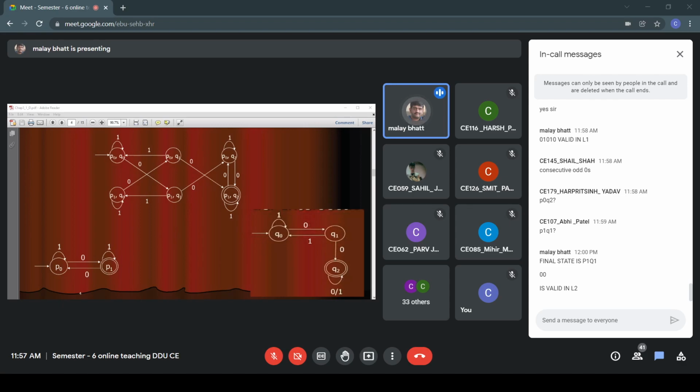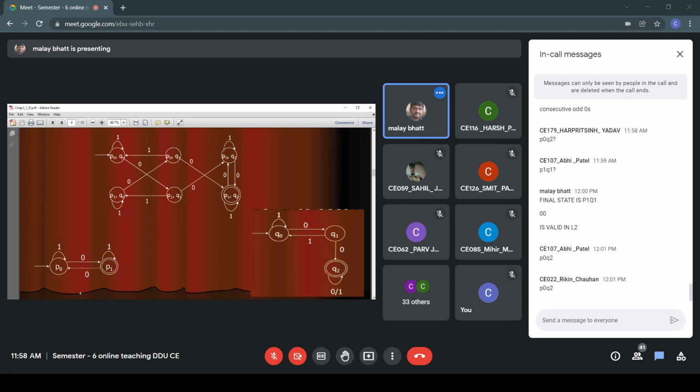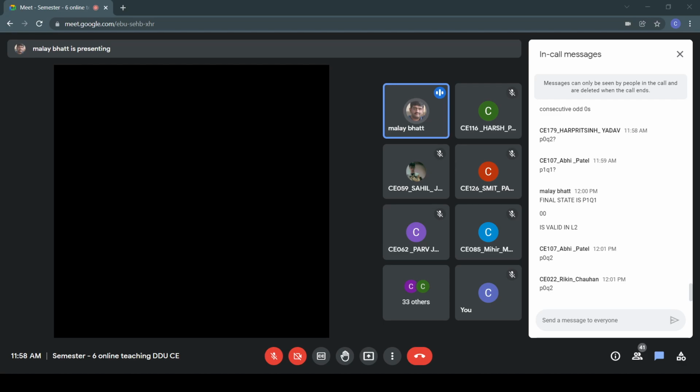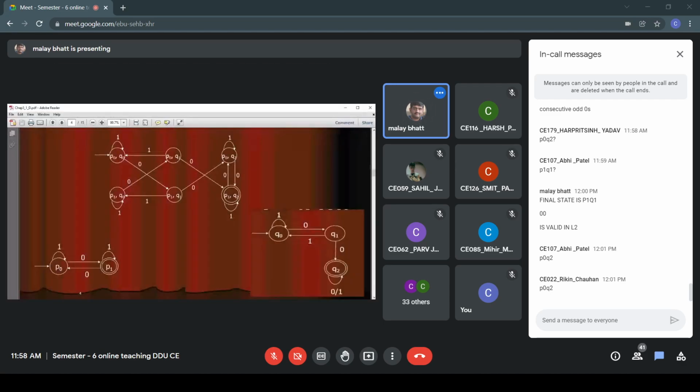So where does this 0 0 end up in the intersection diagram? It is P0 Q2. Why is it P0 Q2? Because it is valid as per the second language, so Q2 must be there. And it is not valid as per the first language, so it is P0.